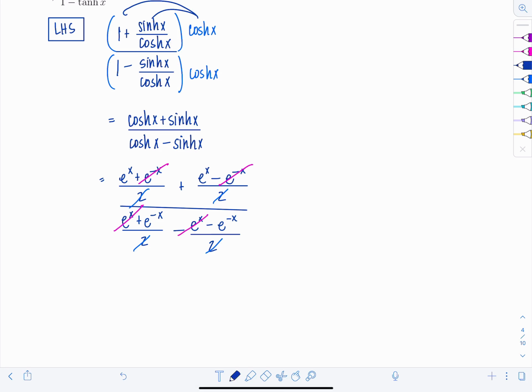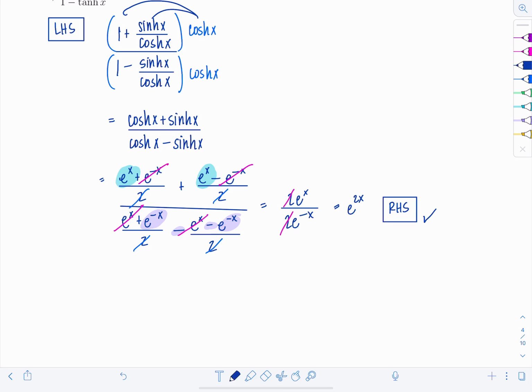So what are we left with? Well, upstairs, I've got 2e to the x. And then downstairs, I've got an e to the negative x, and then this is going to make it a plus e to the negative x. So we got 2e to the negative x. The 2's go bye-bye. E to the x over e to the negative x is going to give me e to the 2x. And we are done. There's the right-hand side. Bam.